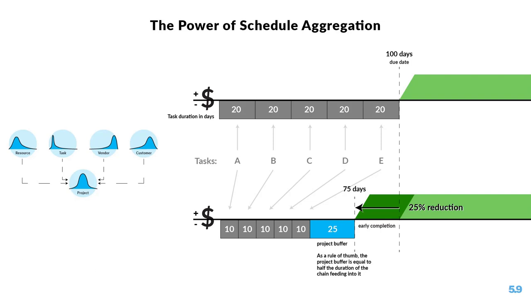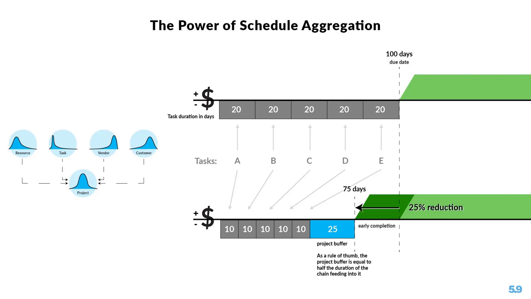By the law of large numbers, all of my wildly varied distribution curves, when aggregated, take on the shape of the famous bell curve of the normal distribution. It's the central limit theorem in action again. And because a normal distribution is evenly split down the middle, we can make a good enough rule of thumb that the proper sizing of the buffer is equal to half the duration of the chain feeding into it. Thus, my 100-day project becomes a 75-day project, in theory.